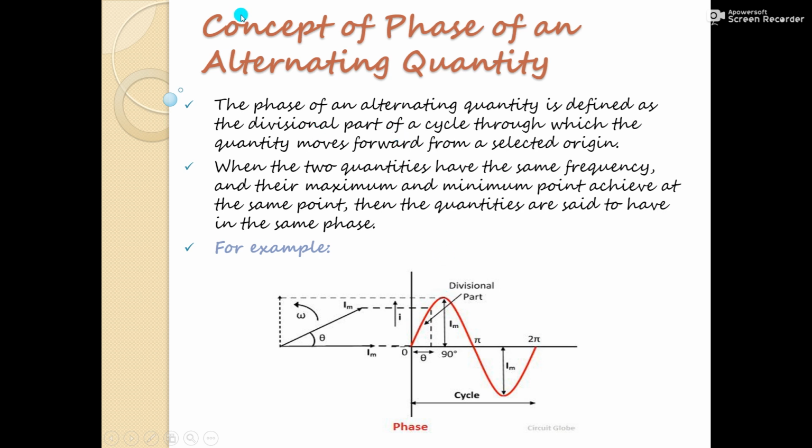Now let us have a look at the concept of phase of an alternating quantity. The phase of an alternating quantity is defined as the fractional part of a cycle through which the quantity moves forward from a selected origin. When two quantities have the same frequency and their maximum and minimum points are achieved at the same point, then the quantities are said to be in the same phase. So here you will see the quantity has advanced and moved forward from a selected origin. So that is the phase of that quantity.